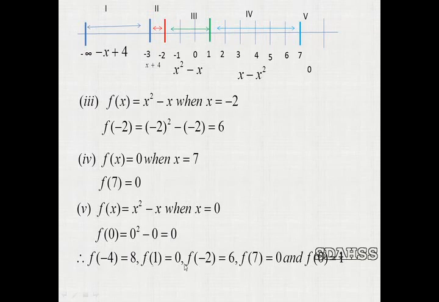So therefore f of minus 4 is 8. F of 1 is equal to 0. F of minus 2 is equal to 6. F of 7 is equal to 0. F of 1 is equal to 1.